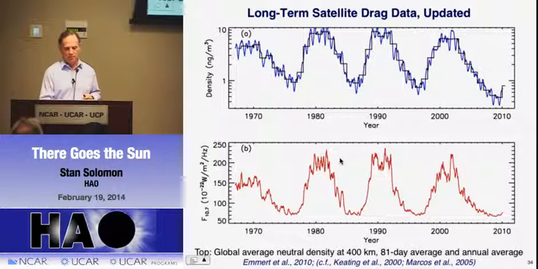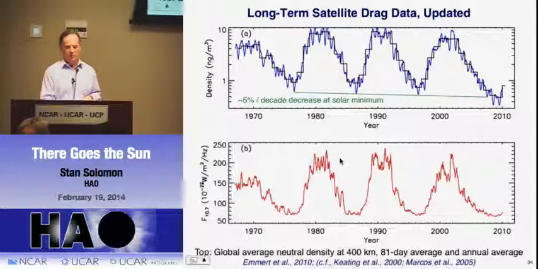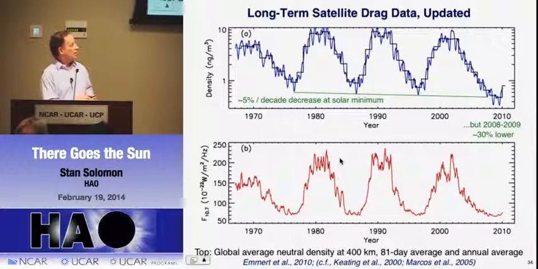I'm now going to show you something on this plot that I didn't show before, which is that even though there's this 5% per decade trend, I stopped the previous plot at 2007 when we thought we were at solar minimum, showing you the trend in density, and neglected to point out that in 2008 and 2009, something else happened. The atmosphere dropped to 30% below the expected density. 30%. And that's even taking into account this 5% per decade trend.